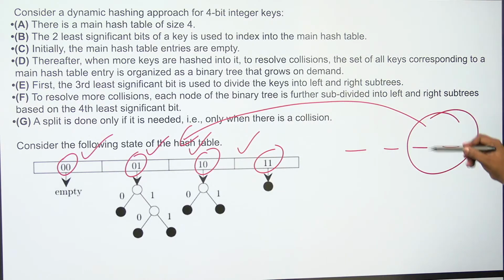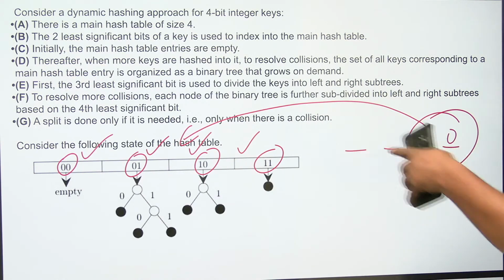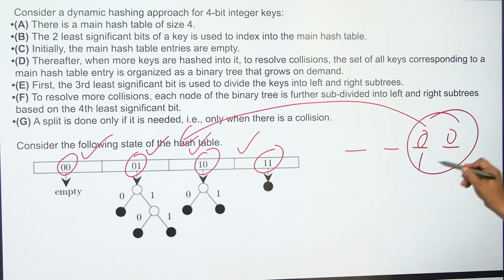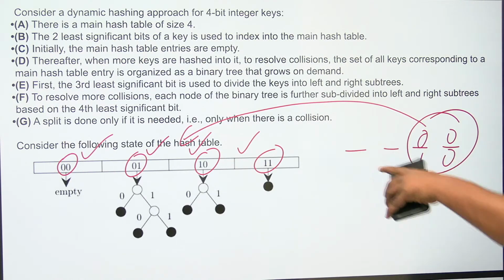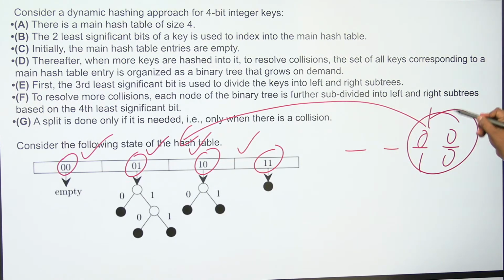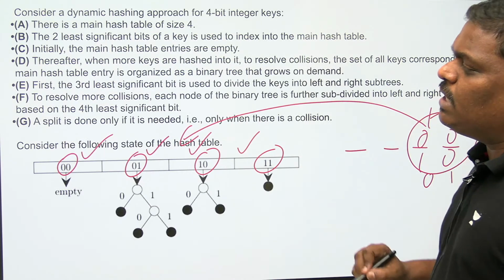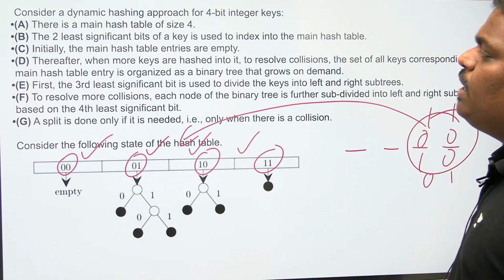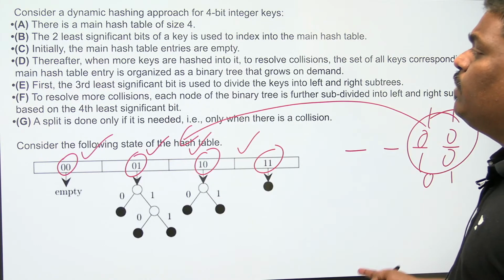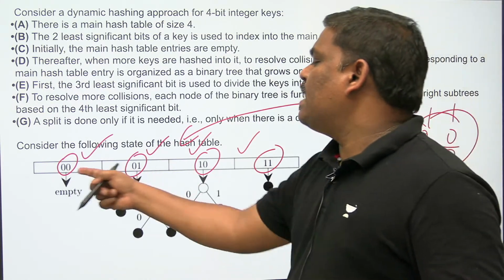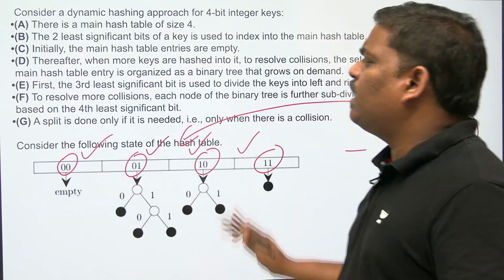If the LSB 2 bits are 00, I will go to the 00 slot. If the LSB 2 bits are 10, I will go to the 10 slot. If they are 11, I will go to the 11 slot. If they are 01, I will go to the 01 slot. What is the third statement saying? Initially the main hash table entries are empty. Initially these hash table entries are all empty, no one came.